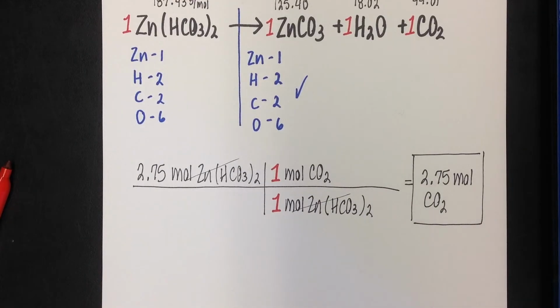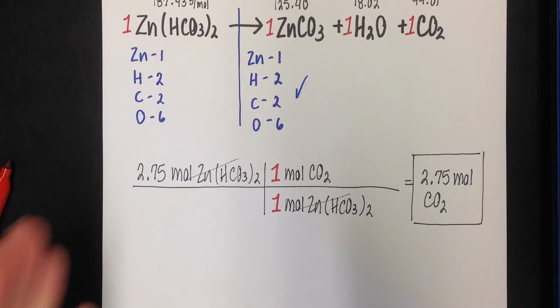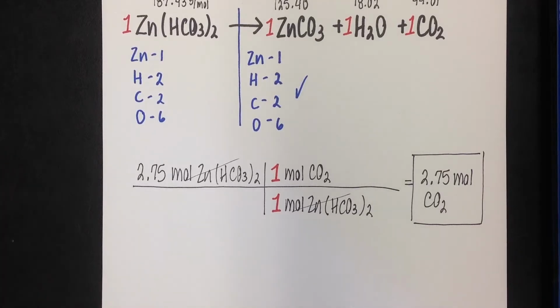So that would be a really simple stoichiometry problem where they give you moles and ask for moles. It's always going to be really short. Now, we don't always get that lucky. Sometimes we have to do a gram conversion, possibly on the front or the back end. So we're going to take a look at one of those next.